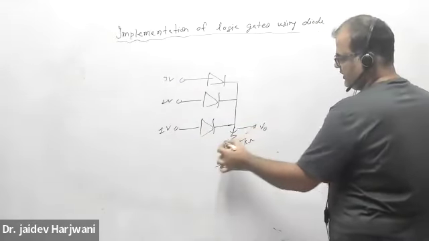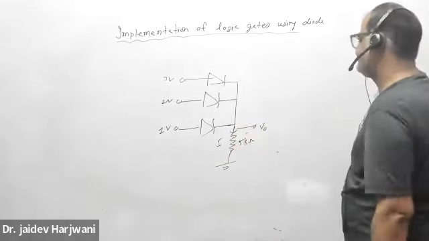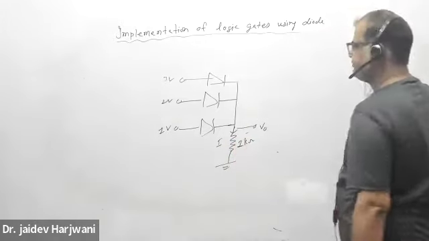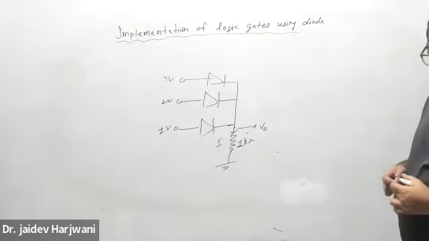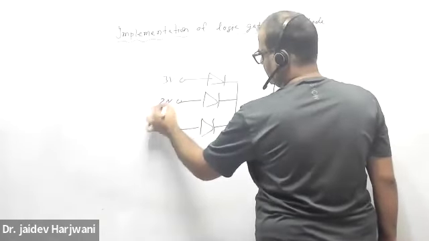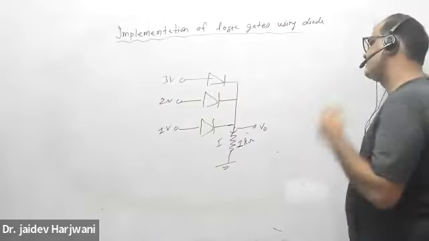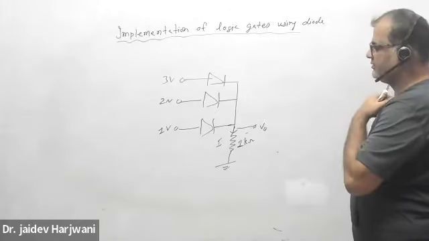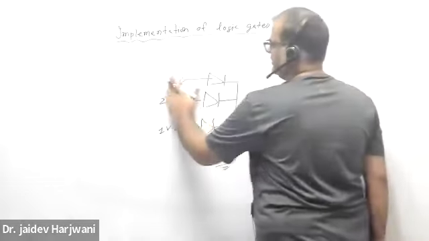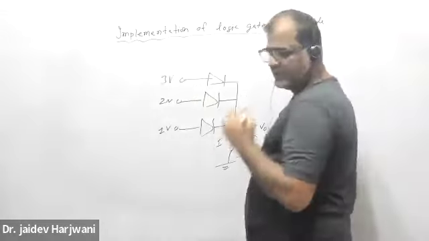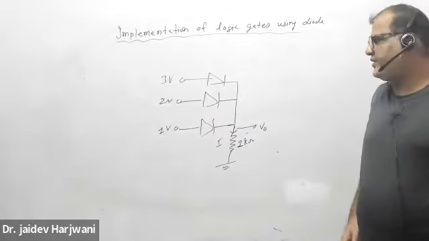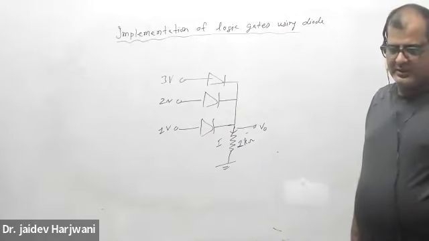So what is V naught and I in the current? Tell me. This is 1 kilo ohm. So it is 3 volt, 2 volt, and 1 volt. So which diode is conducting? Just look it and tell me which diode is conducting. Whether all are conducting, nothing is conducting, or only one is conducting. Tell me by looking this one. Apply the logic.